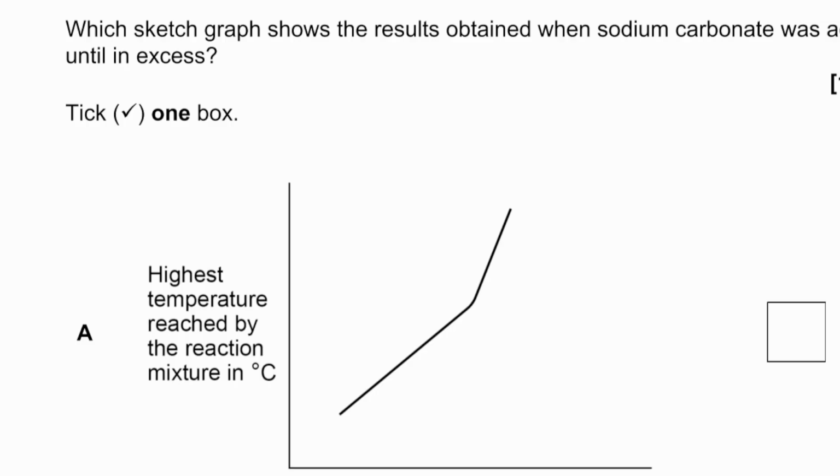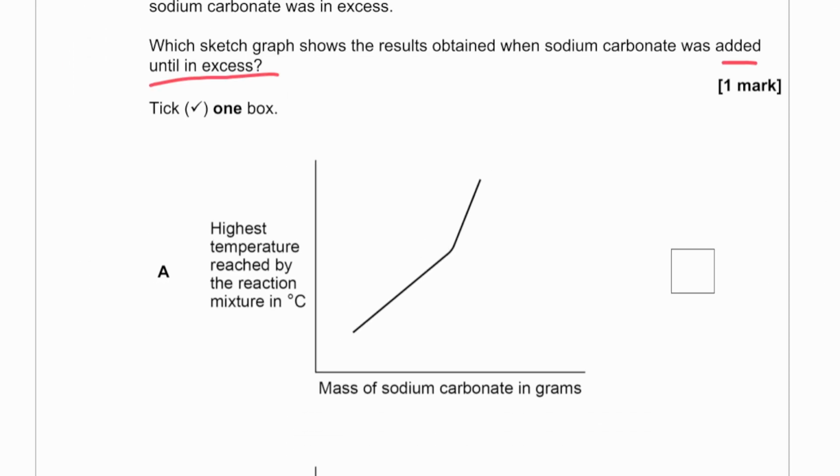2.4. Another student repeated the investigation but added sodium chloride until the sodium carbonate was in excess. Which sketch graph shows the results obtained when sodium carbonate was added until in excess? So we need to know what that means, what happens when something is in excess. Well, when something is in excess, essentially that means the reaction is complete. We're not able to use any more of it, and it's not actually used in the reaction any longer. So we want to say, what would the graph look like?